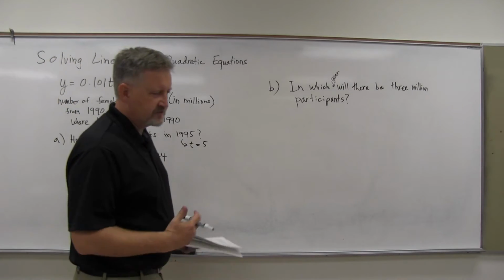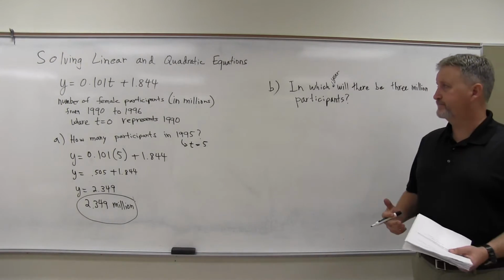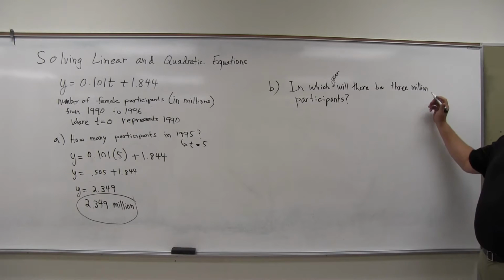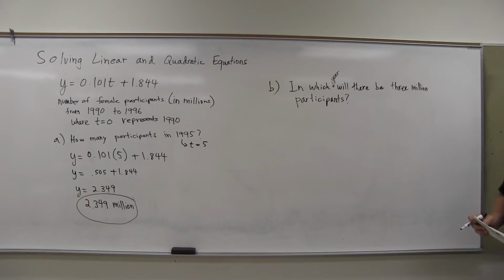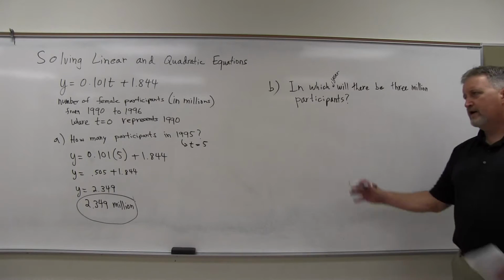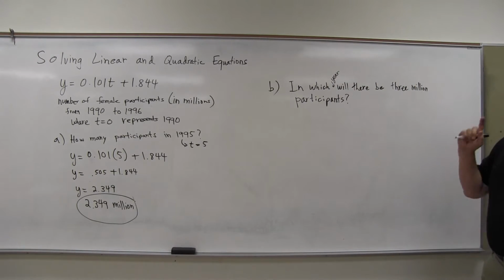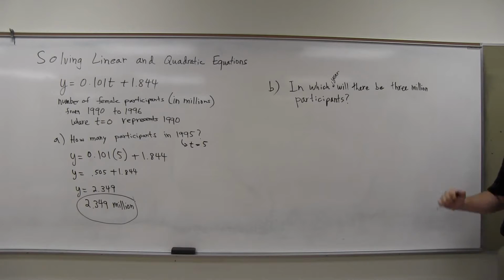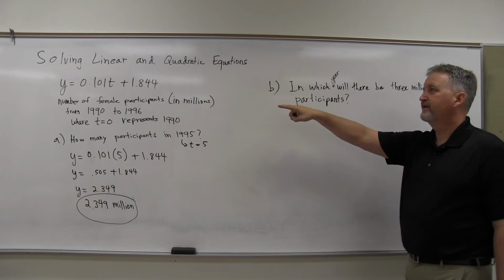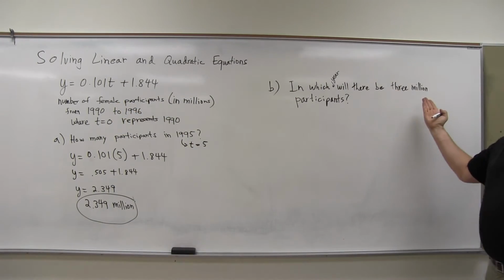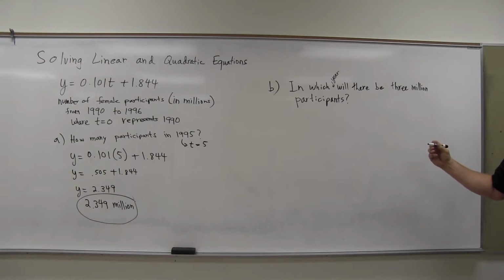Well, in this case, I'm trying to figure out the t, the year. I'm actually trying to find the year, which is related to the t. The 3 million participants, that's giving me a value of y, isn't it? So I've kind of switched over. Here I had t and was finding y. Now I've got y and we find t. Now, y is not 3 million, because the y is the number of millions of female participants. So if I want 3 million participants, I want the y to be 3, right?